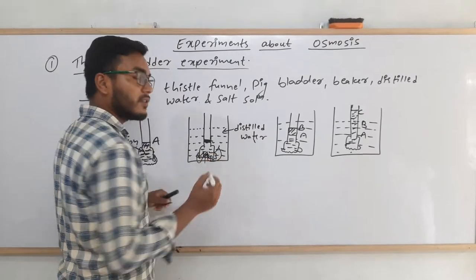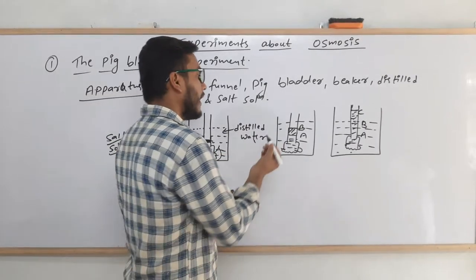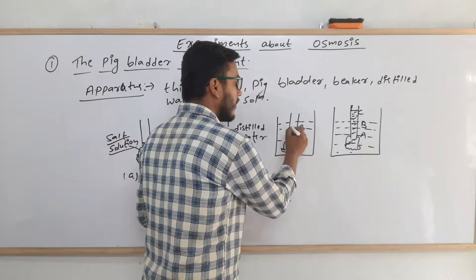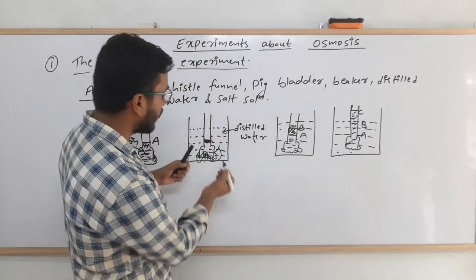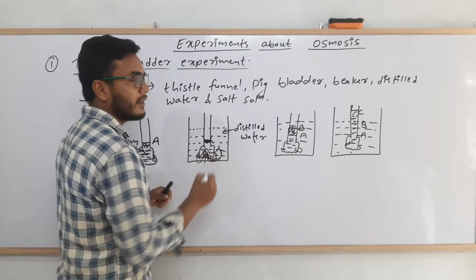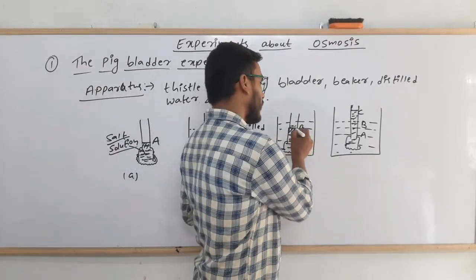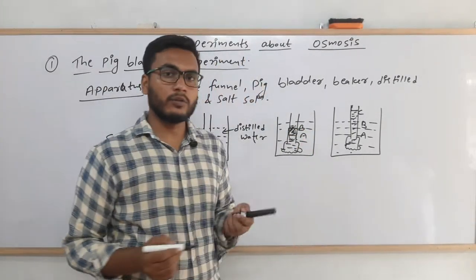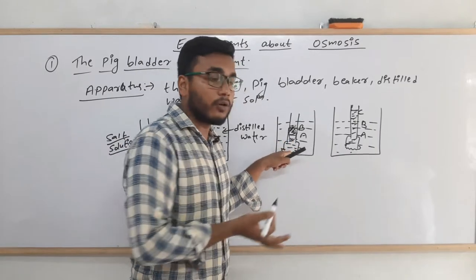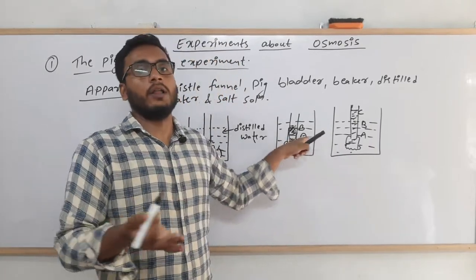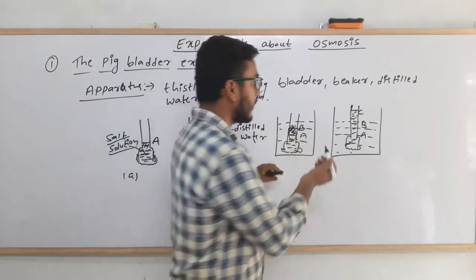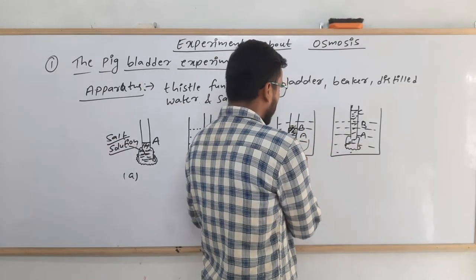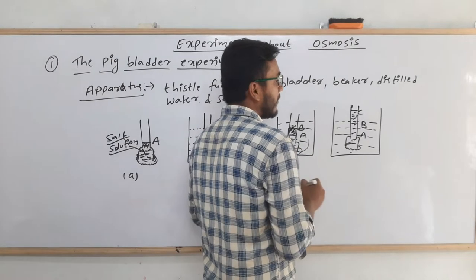It will start to enter through this semi-permeable membrane, and the level of sugar solution keeps on rising, because more and more water molecules are entering. Here also, this is the concentrated region, right? Salt solution, there is still salt solution, and this is distilled water. There is no impurity, or there is no salt over there. Then obviously water will keep on increasing through this pig bladder, that is the semi-permeable membrane.